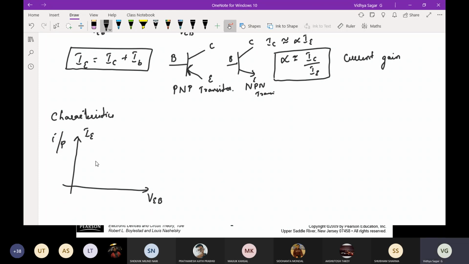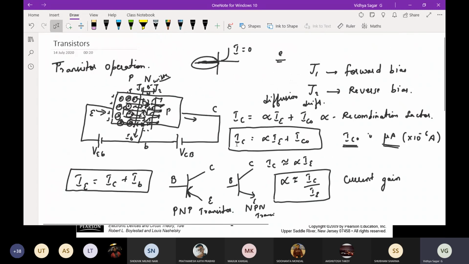So how does the characteristic look? Any idea? First, it should be linear, then constant. For input end, it should be linear and constant. So I've told you that input is this one. If you just follow, junction J1. So what is junction J1?